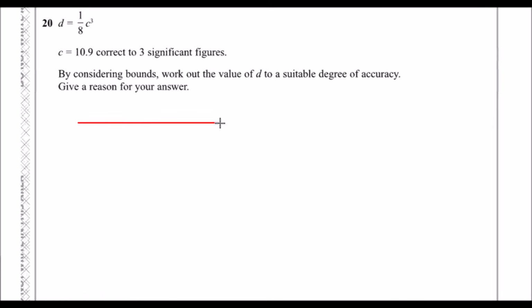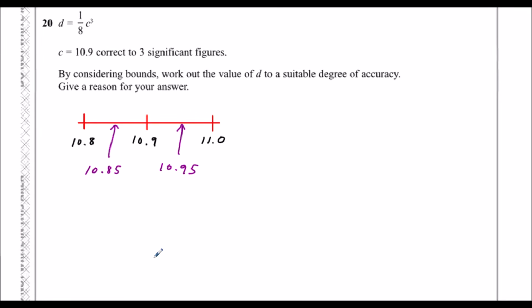So C is 10.9. It's been rounded to 10.9 to 3 significant figures. The one down will be 10.8 and the one up will be 11.0. So C must have been between these two midpoints. So 10.85 is the lower bound and 10.95 is the upper bound.